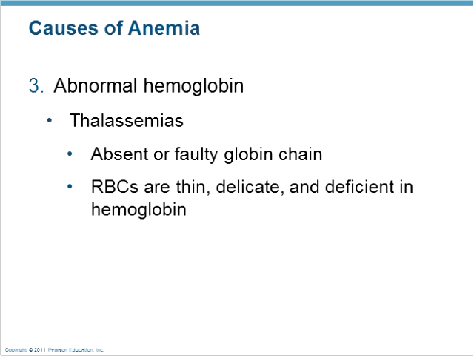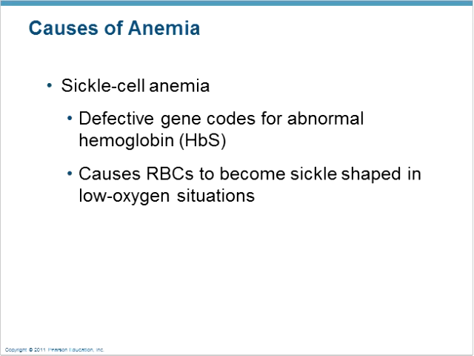We can also have abnormal hemoglobins. There are thalassemias, and not for this class, but it's called thalassemia minor and thalassemia major. And that means there's an absence or faulty globin chain. That means the hemoglobin is not the right hemoglobin. It's a different kind of hemoglobin. Red blood cells are thin and delicate, and they don't really have a very good or functional hemoglobin.